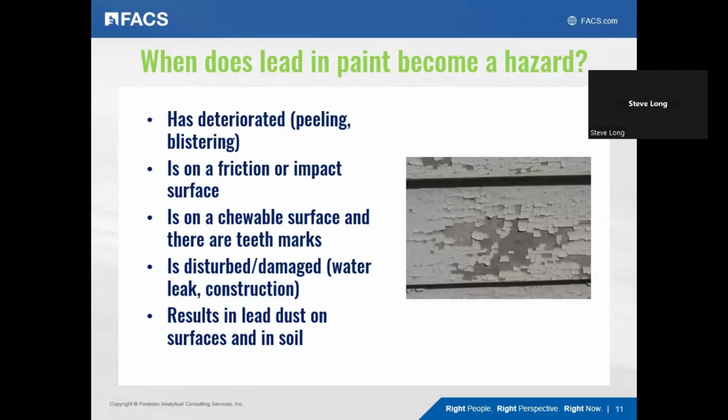When does lead paint become a hazard? Well, when it's deteriorated in some way. We see a picture here of what we call alligatoring, where the paint is basically peeling off the surface in a certain way. We can have friction or impact surfaces that disturb paint, such as sliding windows and door frames that are rubbing on the door. And if we have small elements like railing posts, for example, then these can become a chewable surface. Other ways of disturbing paint include things like water leaks and construction. This results in lead dust on surfaces and in soil.